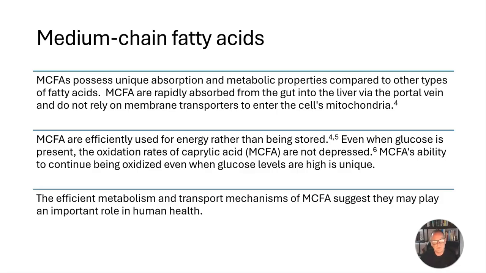So even if there's high glucose present in the blood, which typically depresses the oxidation rate of all fats, it doesn't depress medium-chain fatty acids' ability to continue to be oxidized even when glucose levels are high. And this is quite unique. So this efficient metabolism of medium-chain fatty acids suggests they may play a very important role in human health. So this is one of the reasons we chose to look at medium-chain fatty acids.